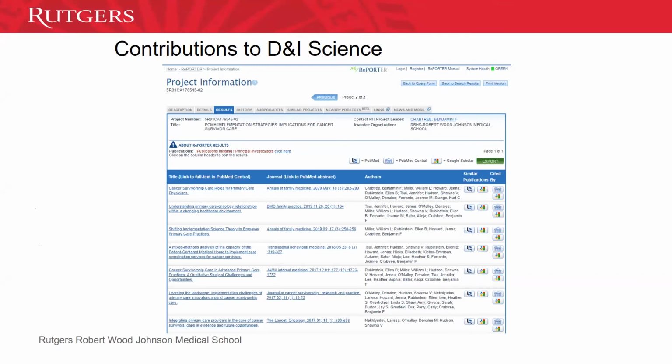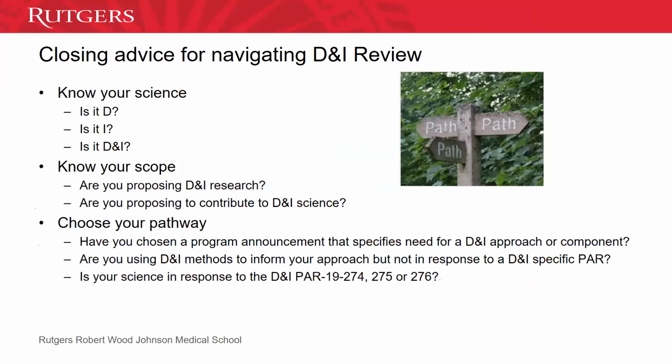So if you move to the next one, this is my closing slide. The main things you want to think about from a review perspective are: know your science, what is it, and how do you want to put it out there for the reviewers. Know the scope. Are you proposing DNI research? Are you proposing to contribute to the science, and what's that distinction? And then once you make those decisions, think clearly about your pathway.